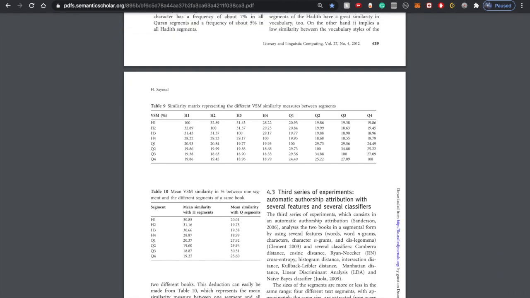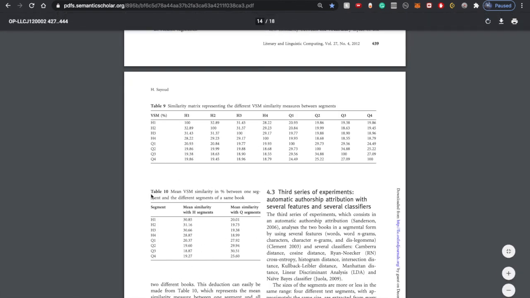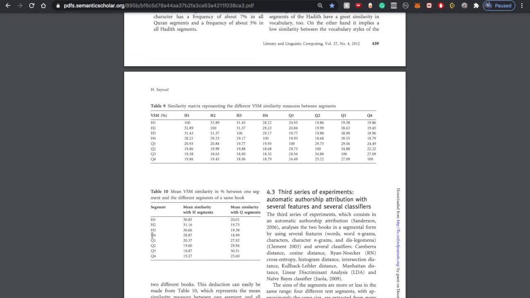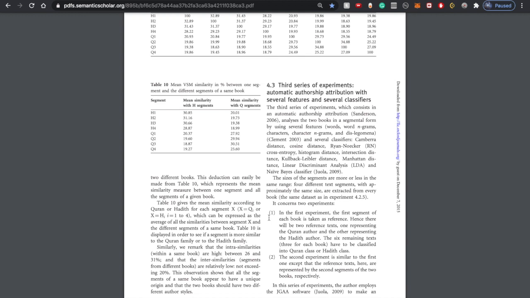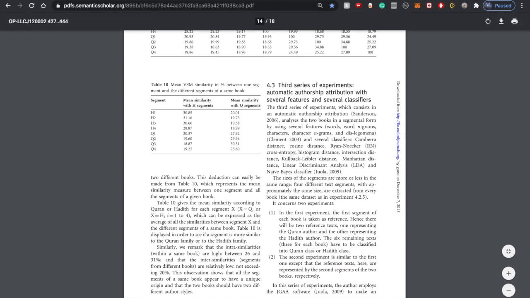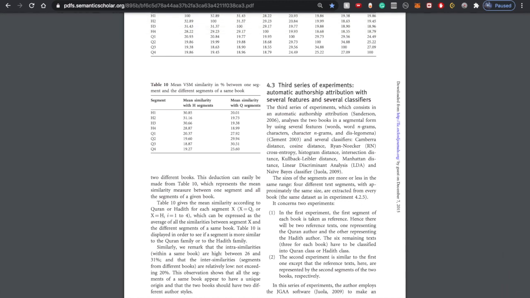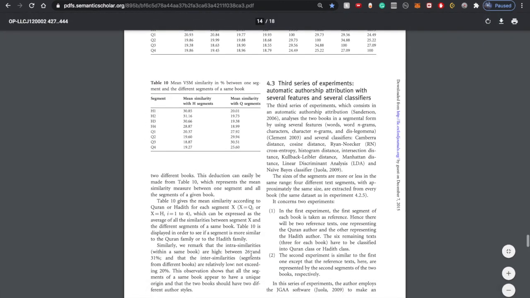So you can see these are being grouped together and these are being grouped together. When you see the results, you see this clear group, right? And if Muhammad was coming up with all of it, we would not expect these clear groupings clearly showing different authorships. So what do they say?